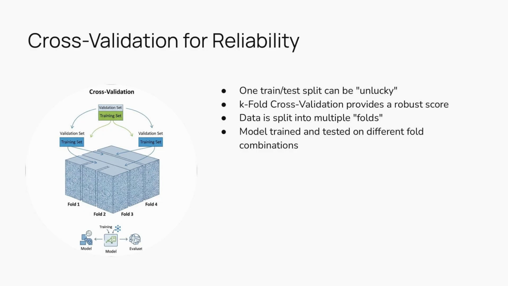Recap: we learned to identify data types, clean missing values and outliers, engineer features with one-hot encoding, and split our data with the train test split and cross-validation. Now that our data is clean, we're finally ready to build our first model. In the next video, we'll do just that with linear regression.